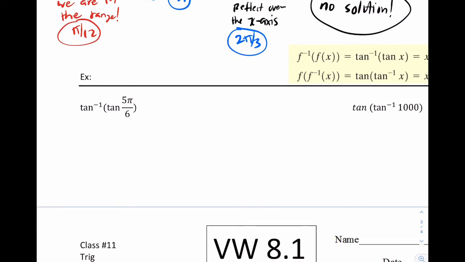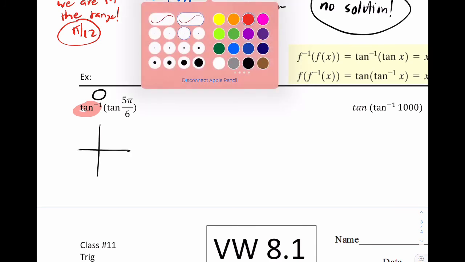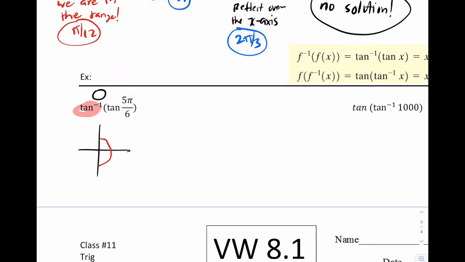So tan, hopefully now you can recognize the inverse is on the outside. That's a circle problem. We're going to highlight quadrants 1 and 4. And 5 pi over 6, that's right above the x-axis in quadrant 2. So this one we can quickly see we are not in the range.